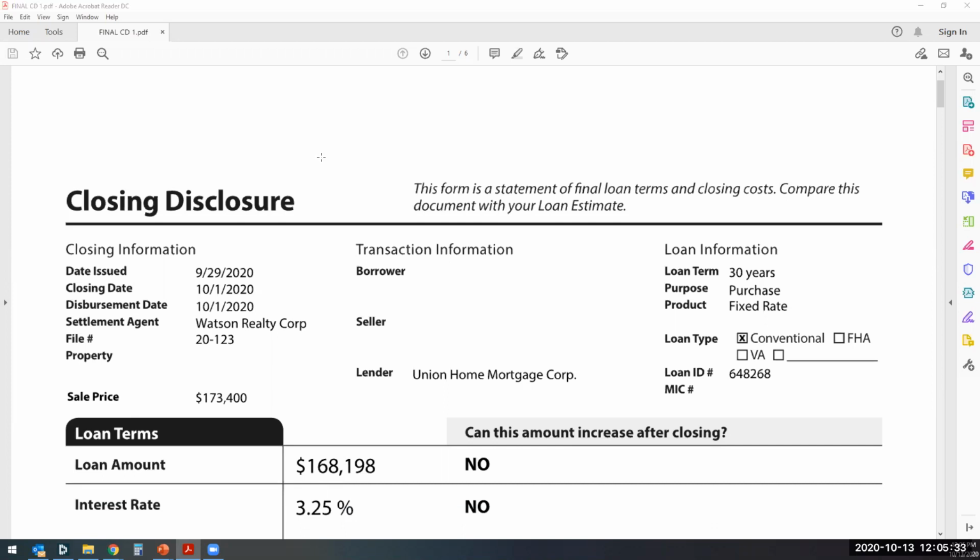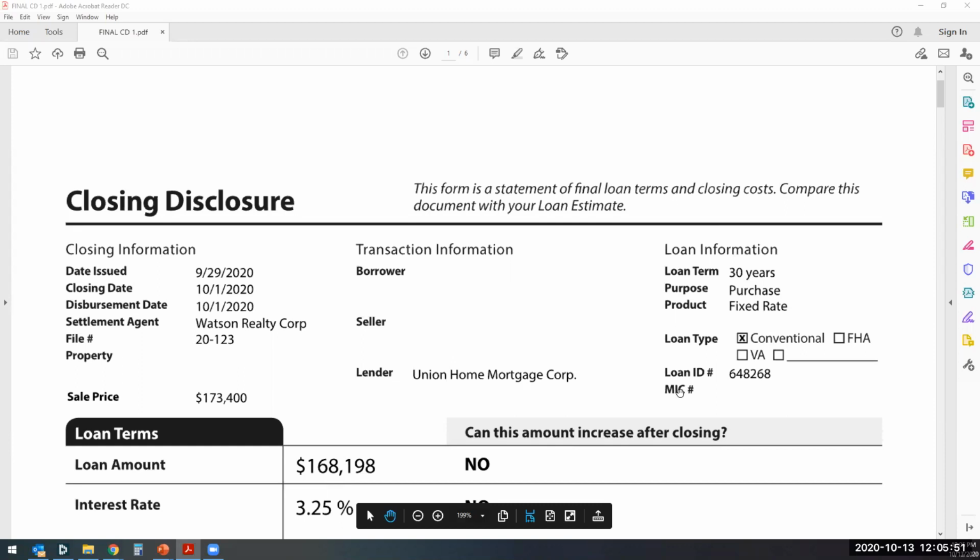Okay, so the top part is just general information: when the closing date is going to be, the date that the closing disclosure was issued, who the settlement agent is, meaning the title company, the seller, the lender, the sales price, and on your right-hand side, you're going to see the loan term.